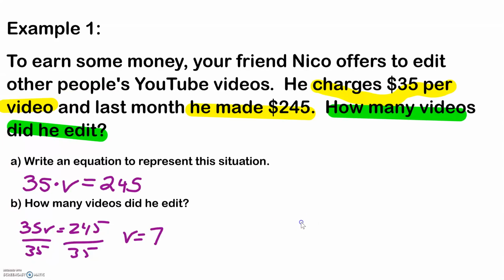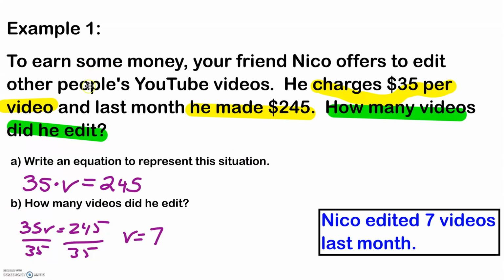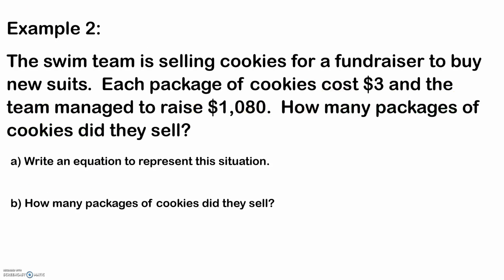What you should have found is that Nico edited 7 videos last month. Could be an answer of putting 7 in context of this problem. Because of course, we found V equals 7, V stood for videos. We know Nico is editing videos, so Nico edited 7 videos last month is our final answer.